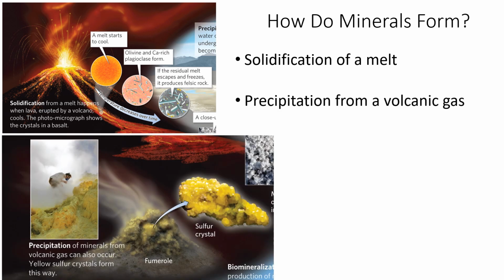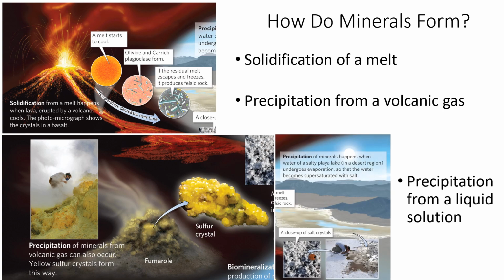Another way of formation is through precipitation from a volcanic gas. So precipitation of minerals from volcanic gases can also occur. For example, yellow sulfur crystals form this way in and around volcanic areas. Here we have a geologist sampling some sulfur. Looks rather dangerous.